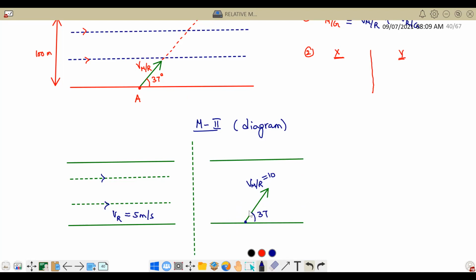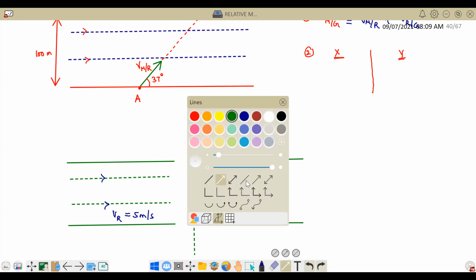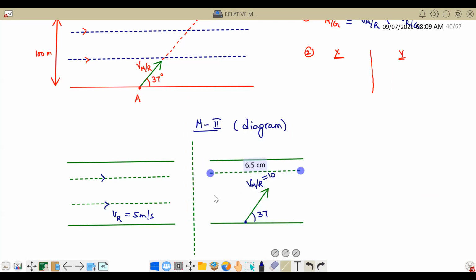Now, if there is no river, he will move directly like this only. Correct or not? Are you able to understand? But now here the river is also flowing, correct or not? There is a river. Now see here, this river is flowing.